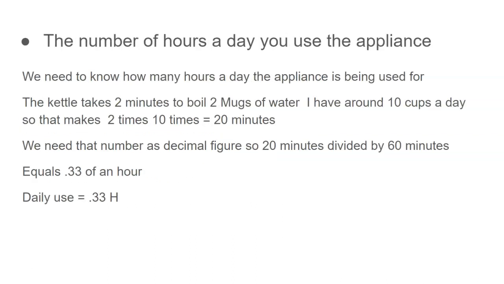We next need to calculate the number of hours a day that we actually use the appliance. So for example, my kettle takes 2 minutes to boil 2 mugs of water. I actually timed it, and I have around 10 cups a day. So that makes 2 times 10, so the kettle is on for about 20 minutes a day. Now we need that number as a decimal figure, so 20 minutes divided by 60 equals 0.33 recurring of an hour. So my daily use for the kettle is 0.33 hours.